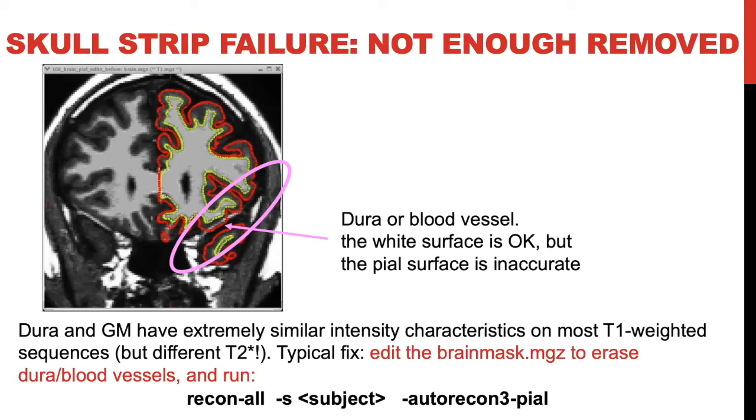The quickest way to edit this is to open up your brain mask volume and erase the voxels that correlate to the blood vessel or the dura. Essentially you just eliminate the anatomical structure that you don't need, and then rerun this command.